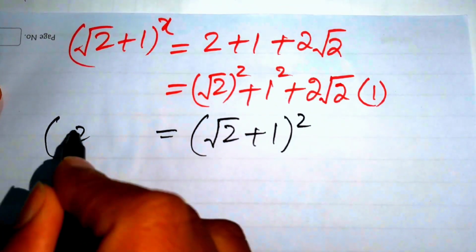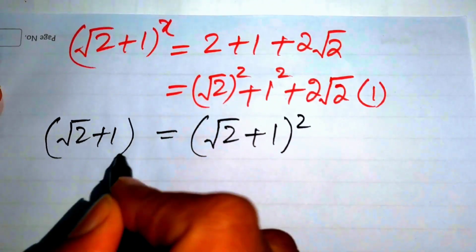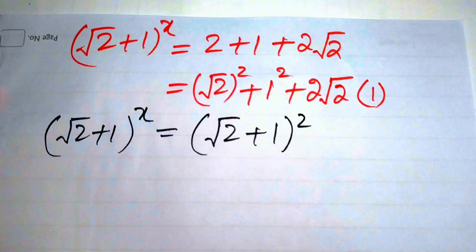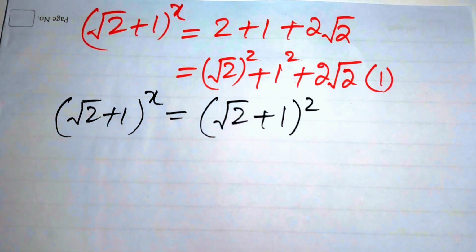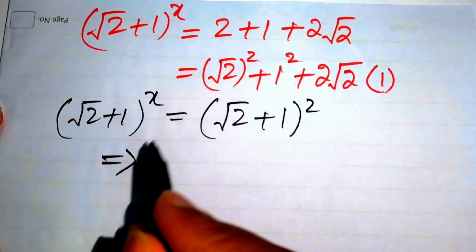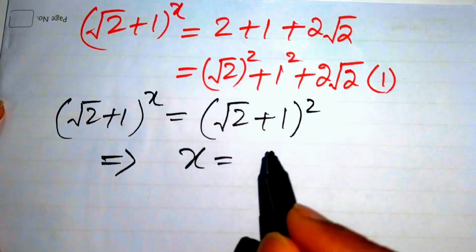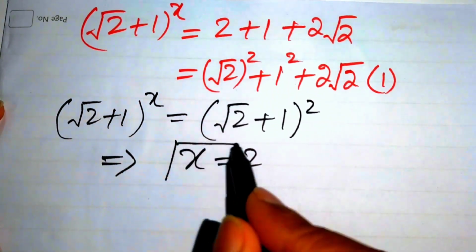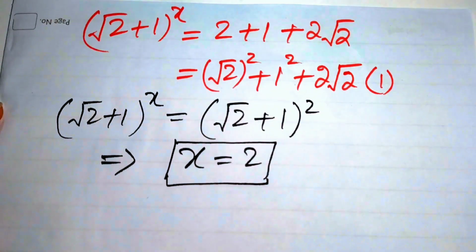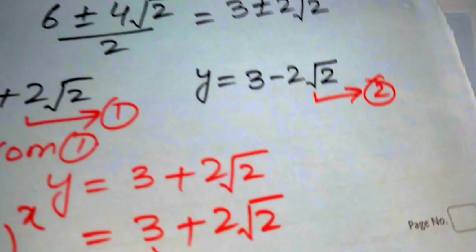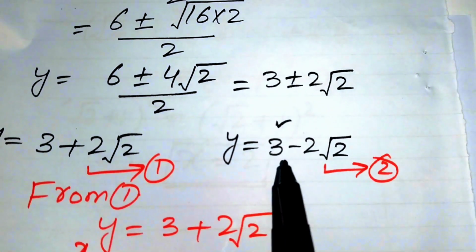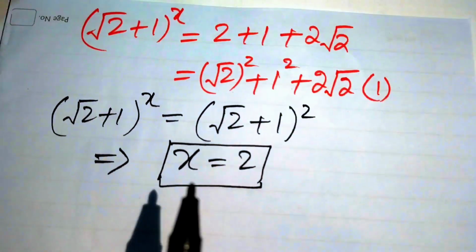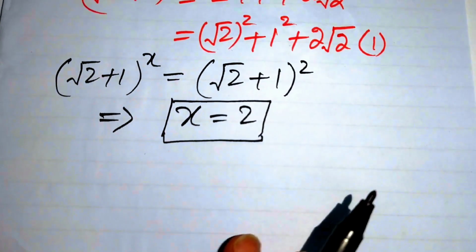In the left hand side we have (√2 + 1)^x. So you focus on both of the sides and you see that the bases on both of the sides are the same, so we equate the exponents, and this implies that the first value of x becomes 2. So this is our first value, and now we focus on equation number 2, in which we have y equals 3 - 2√2. So now we write here second case.